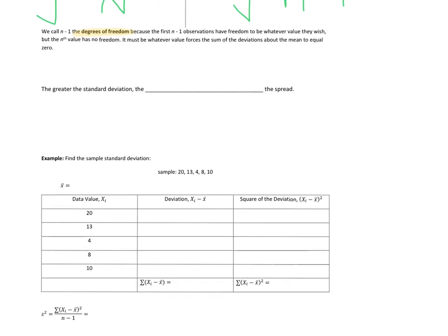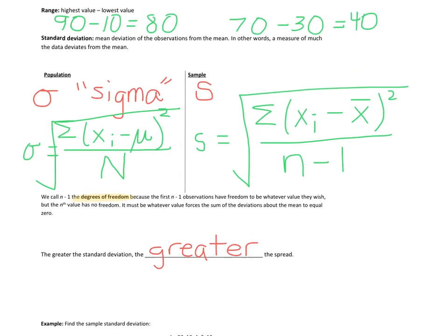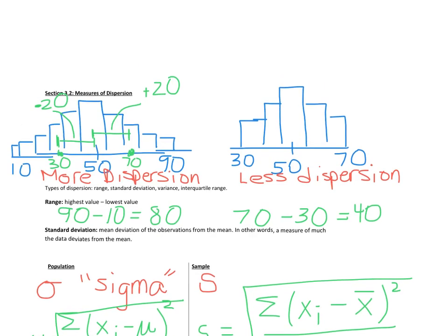And then finally, how do we interpret the standard deviation? The greater the standard deviation, the greater the spread. So in our example up at the top, which histogram would have a bigger standard deviation, the one on the left or the one on the right? The one on the left would have a bigger standard deviation. Because there's more spread, we're going to write bigger. I'm going to abbreviate standard deviation as SD. You can also use sigma or S.